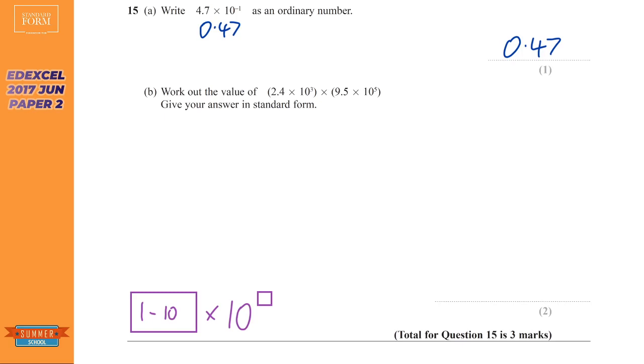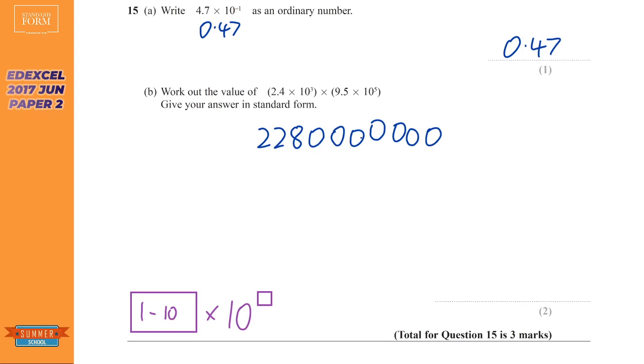Again, question B, just type it into the calculator: 2.4 times 10 to the power of 3, or 10 cubed, times 9.5 times 10 to the power of 5. You don't actually need the brackets, they're really just to show you we're multiplying two standard form numbers together. And so we have 228, then let's just count the zeros: 1, 2, 3, 4, 5, 6, 7.